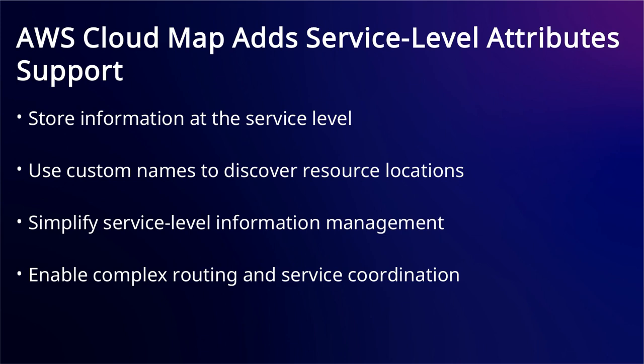Previously, AWS Cloud Map users had to store service-level information at the instance level or in static config files, leading to duplication and management challenges. The new service-level attributes feature solves this by allowing you to store and access information directly at the service level. You can now store information at the service level, making it easier to manage and update.